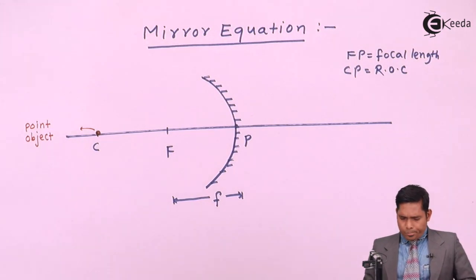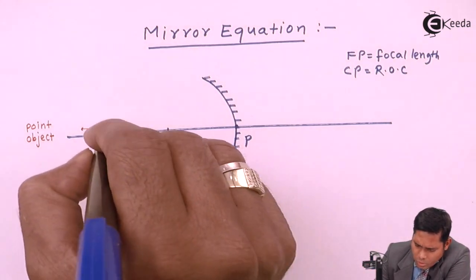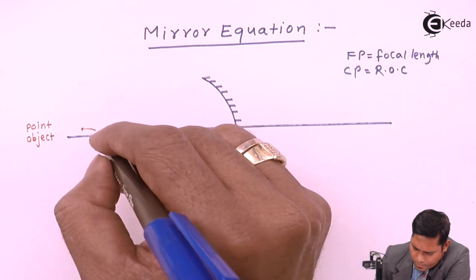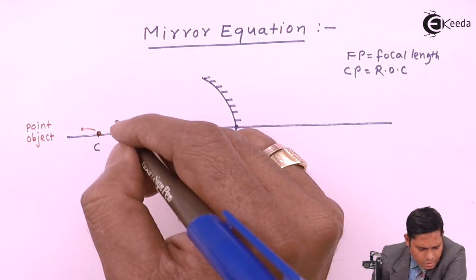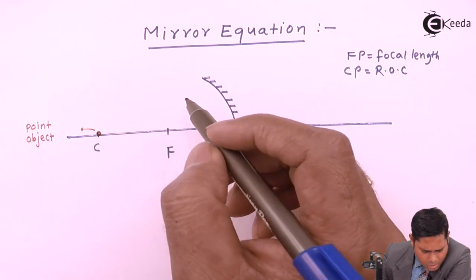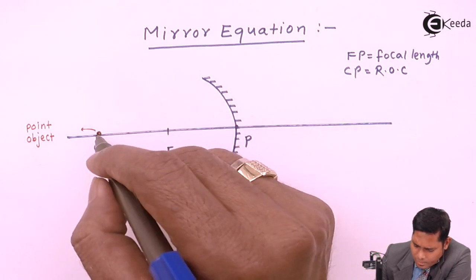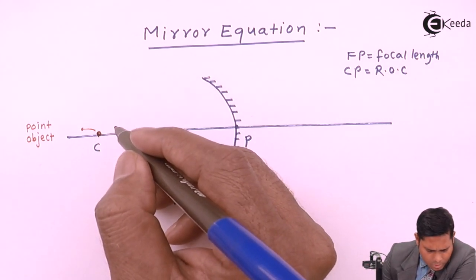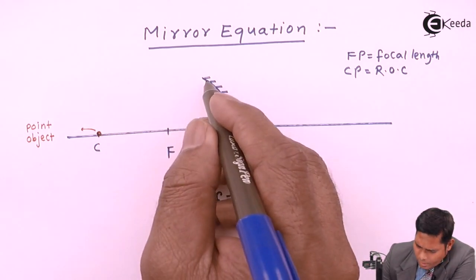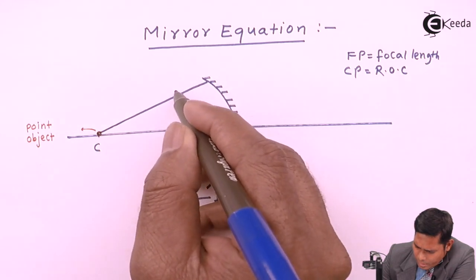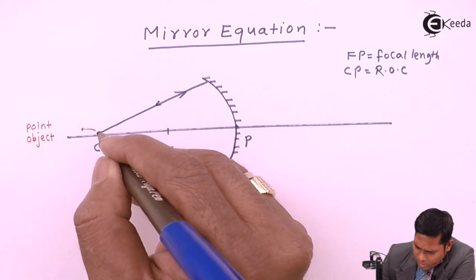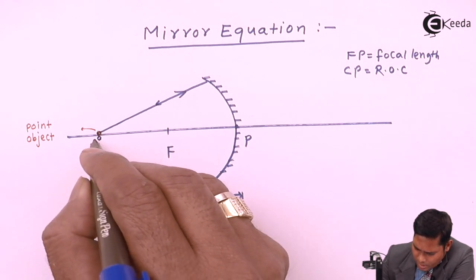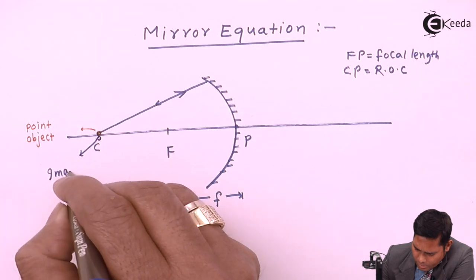Now this will move towards the mirror, because when this moves towards the mirror, you know that the image is also formed there. So if it goes like that, it will come back in the same way. So the image is found here. This is the object, and this will be the image.